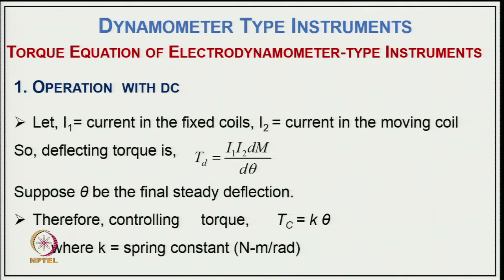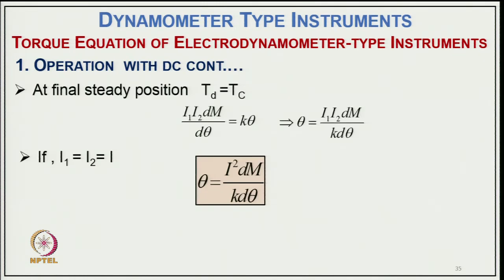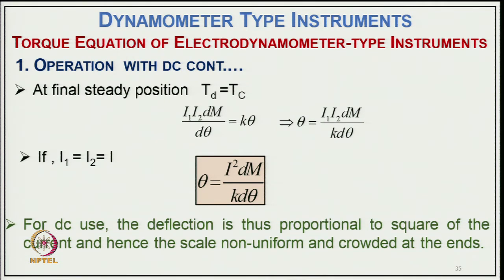Suppose θ is the final steady deflection, so the controlling torque will be Tc = Kθ, where K is the spring constant. At the final steady state, Td = Tc, so I1 I2 dM/dθ = Kθ, or θ = I1 I2 (dM/dθ)/K. If I1 = I2 = I, it becomes θ = I² (dM/dθ)/K. So, we can say that for DC the deflection is proportional to the square of the current, and hence the scale is non-uniform and crowded at the ends.